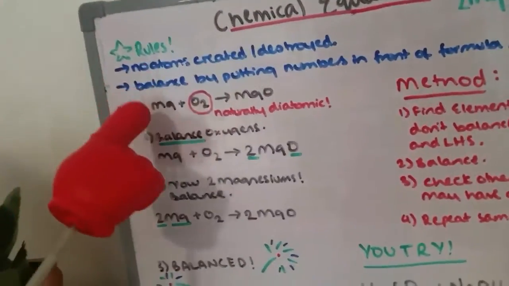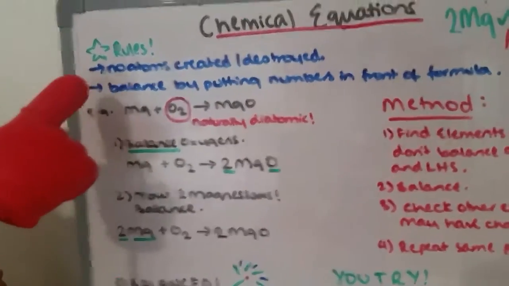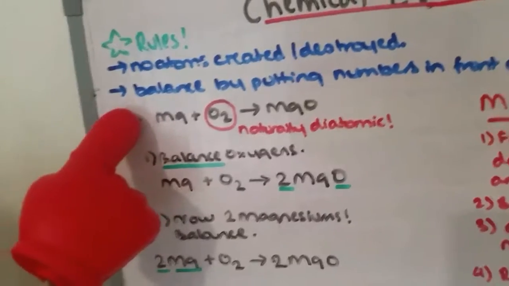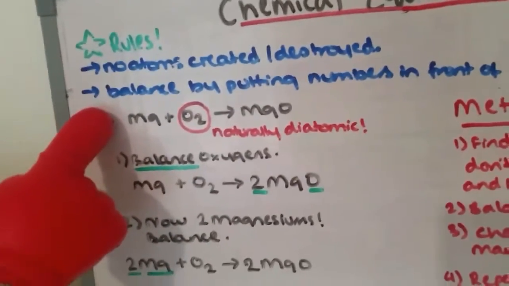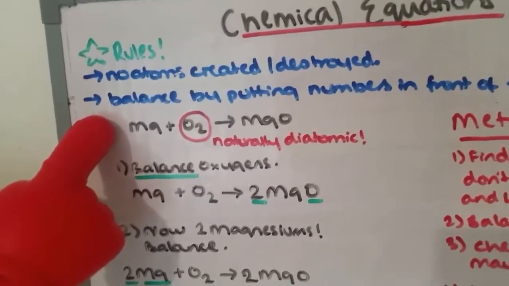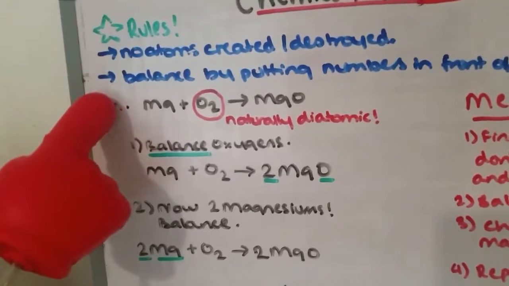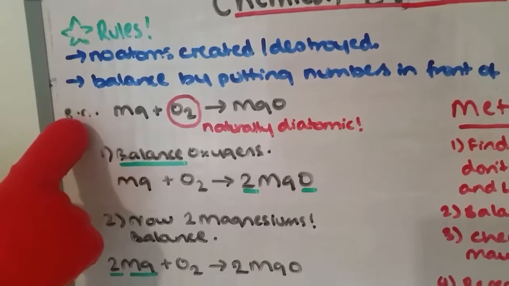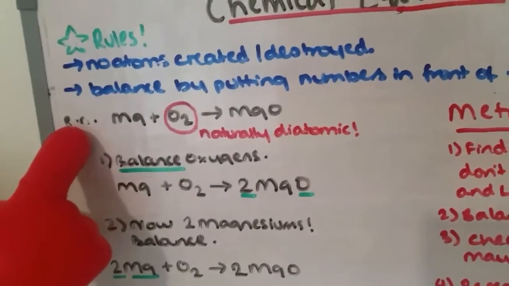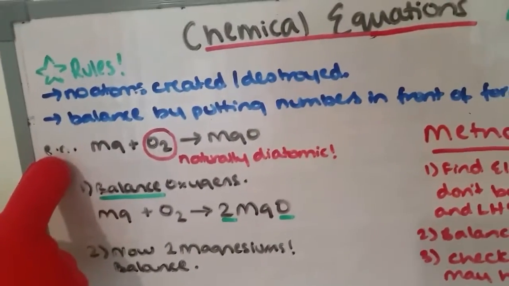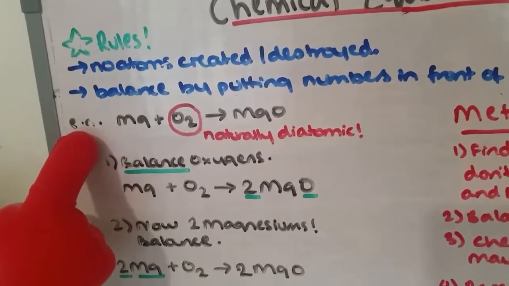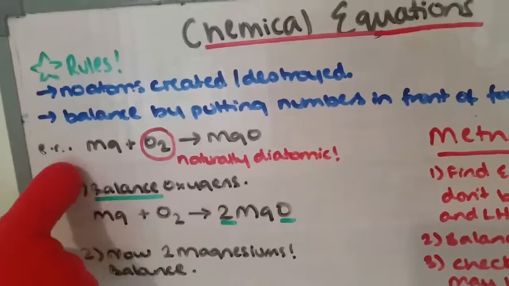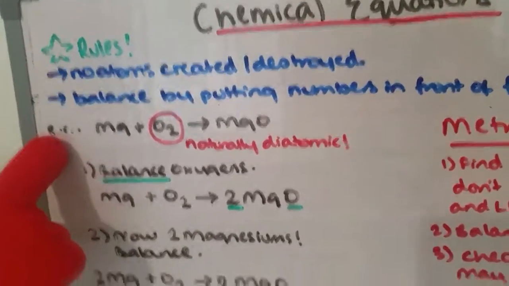So I'm going to show you an example of how to balance chemical equations. Here we have the equation Mg plus O2 makes MgO. This is the formula for magnesium plus oxygen makes magnesium oxide. Now, the reason why it's called O2 is because it's naturally diatomic, and you need to remember that because that's something very important. You need to write it like that, because if you forget, it's going to make a huge difference to your final answer.